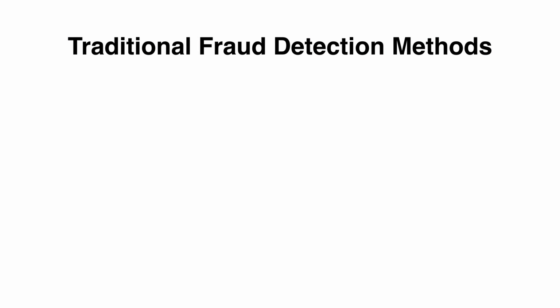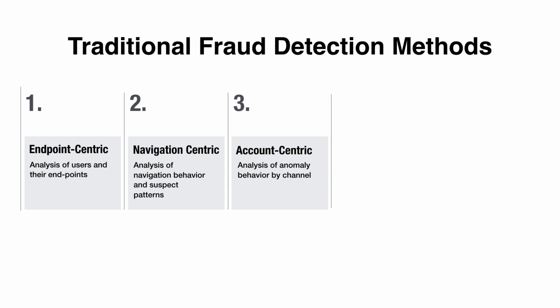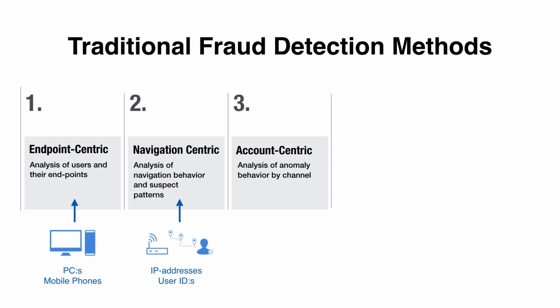Well, let's have a look at what traditional fraud detection looks like. Traditional systems are often what we call either endpoint-centric, navigation-centric, or account-centric. An endpoint-centric solution analyzes the characteristics of a computer or a mobile device, for example, that is used to access different systems. An example of navigation-centric solutions analyzes the navigation of a session, usually by IP address and user ID, to see if it looks anomalous relative to normal user or peer group behavior.